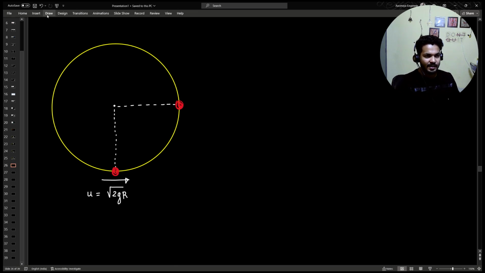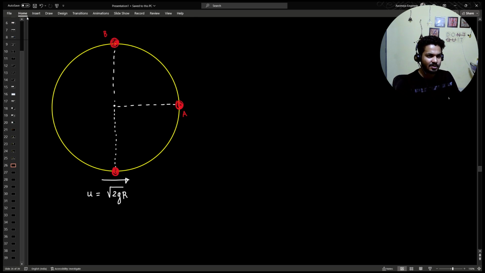At root 5 gr, it goes up to this point right here, and it does a complete circular motion. So that's root 5 gr. If this is A, this is B, then for u equals root 2 gr, the point reaches A, traces back the circular path and comes back again. So as long as your velocity is less than root 2 gr, it's going to do this circular motion and then come back, retracing its path.